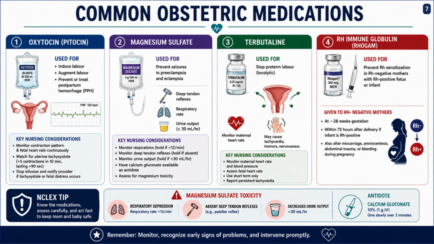For the NCLEX, remember this high yield point. If you see magnesium sulfate in a question, immediately think about monitoring respirations, deep tendon reflexes, and urine output. And remember that calcium gluconate is the antidote for toxicity.